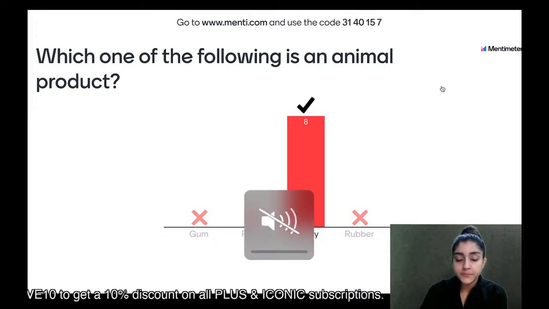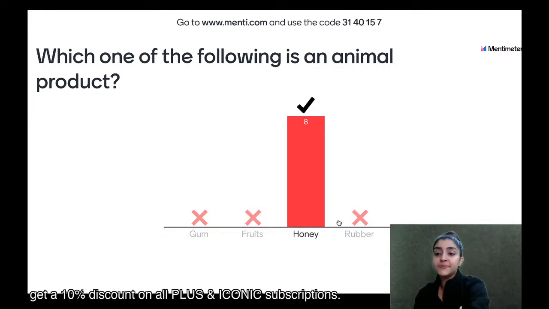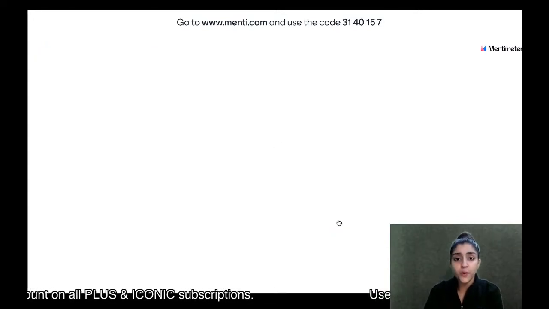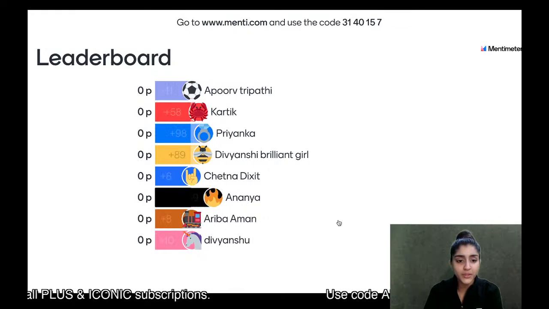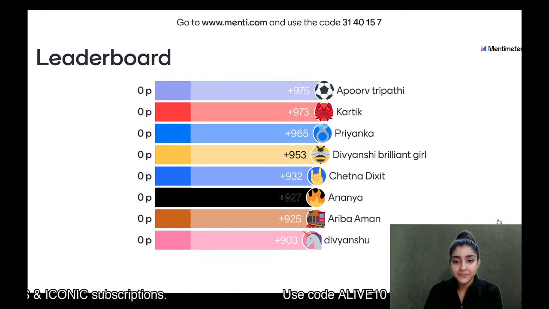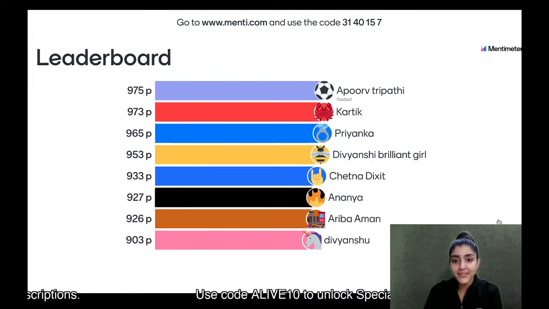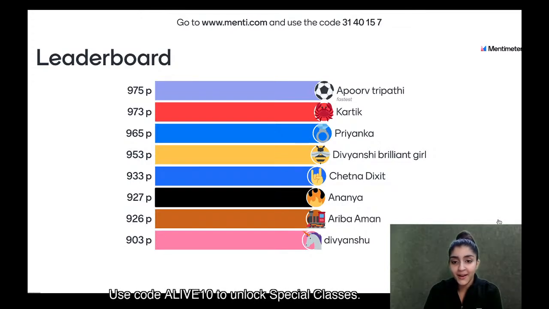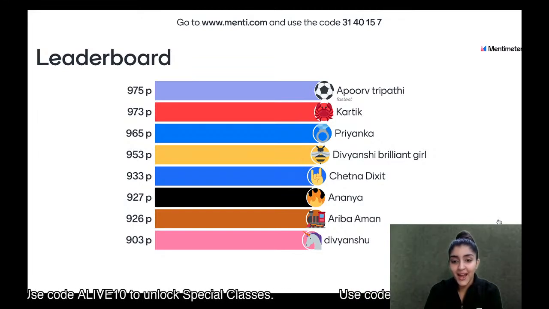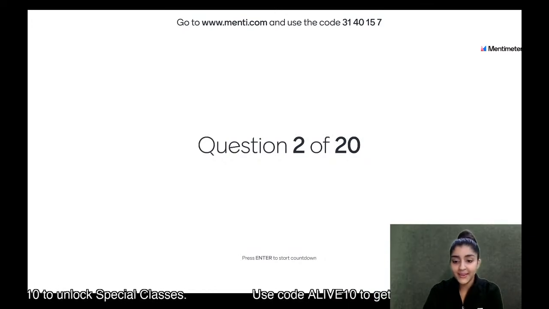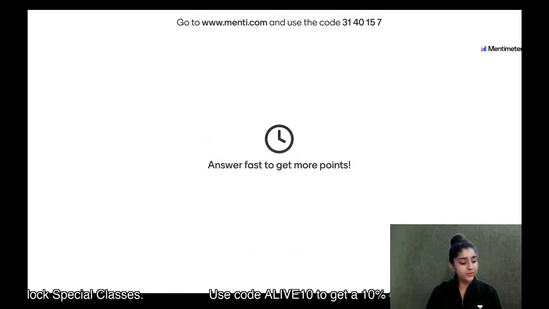All right. So yes, honey is absolutely the correct answer. It is the animal product in there. So this was a warm-up question for all of you. Let's see who is doing good in this one. Okay, so Apurv Tripathi is the fastest. Very nicely done, Apurv. Then we have Karthik, Priyanka, Divyanshi, brilliant girl. All right. Chetna, Ananya, Ariba and Divyanshu. Not bad at all. The next question is on your screens.